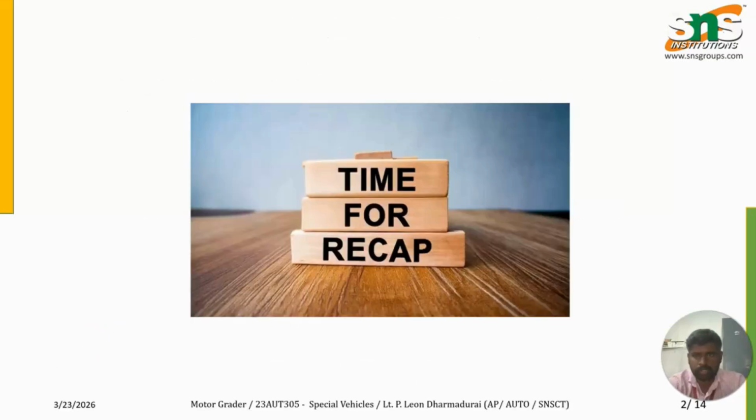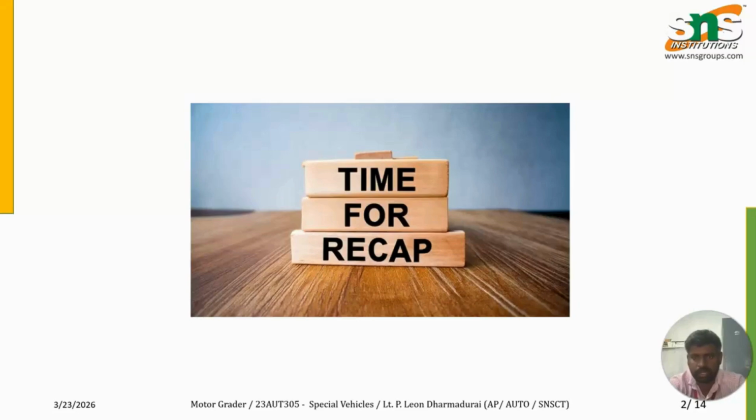Before going to today's topic of motor grader, let us recap what we saw in the previous session. In the previous class, we discussed in detail the concrete boom pump truck, which is an additional advantage to the workers in the construction site to transport the concrete to each and every part or side of the building without any extra human effort. Now, in today's topic, we are going to discuss the motor grader.